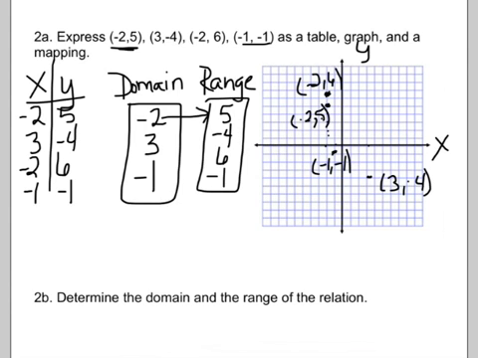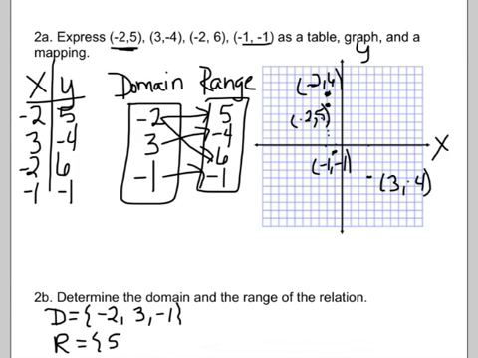Now I'll do my mapping. -2 goes to 5, and it goes to 6. 3 goes to -4, and -1 to -1. And there's my mapping. So I've done my table, my graph, and my mapping. Okay, again, determine the domain and the range. Pretty much already done that. My domain is -2, 3, and -1. My range is going to be 5, -4, 6, and -1.